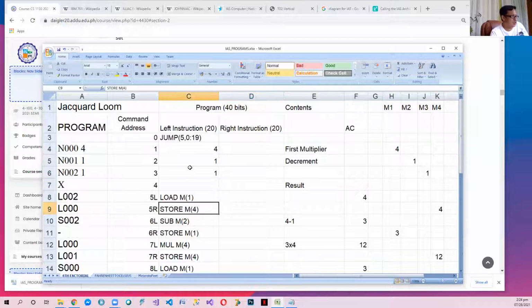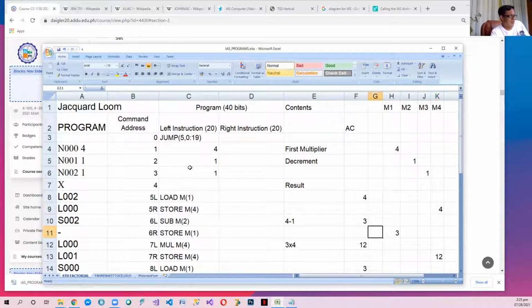And then we say store M4, which means whatever the accumulator holds will be stored to M4, because 4 is our first partial product. Remember, M4 will store our result. Do you follow?